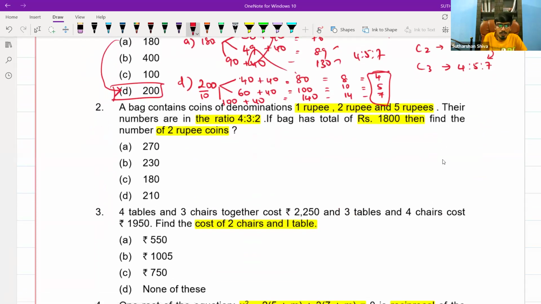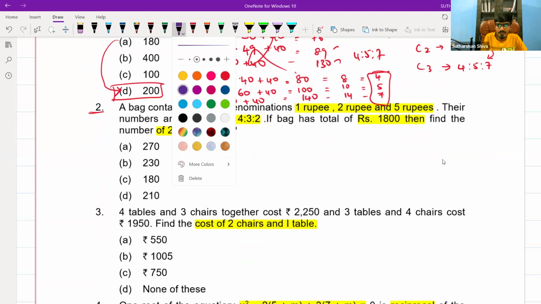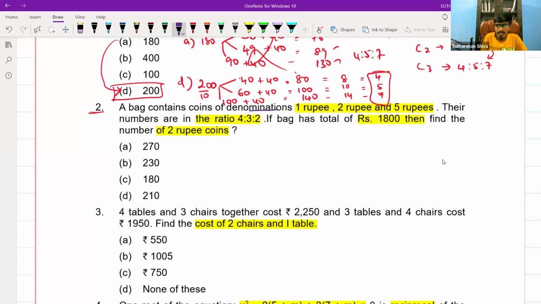Then come to question number 2. Question number 2 is based on a bag that contains denominations of 1 rupee, 2 rupee, and 5 rupee. Their numbers are in the ratio of 4:3:2. The bag has a total of 1,800 rupees. Total rupees is 1,800, and they say it is in the ratio of 4:3:2.